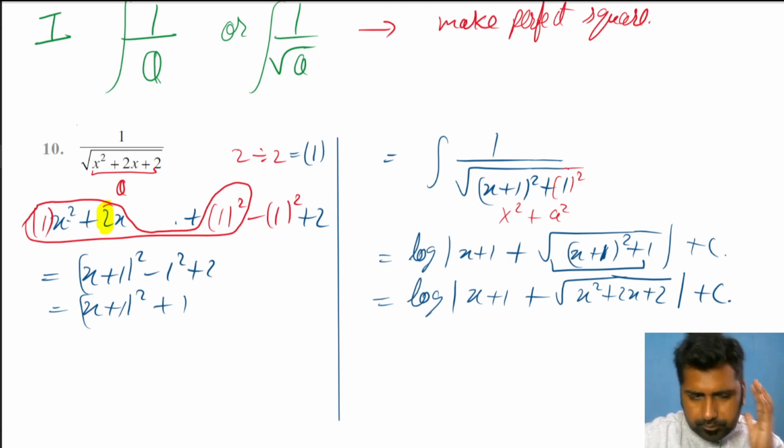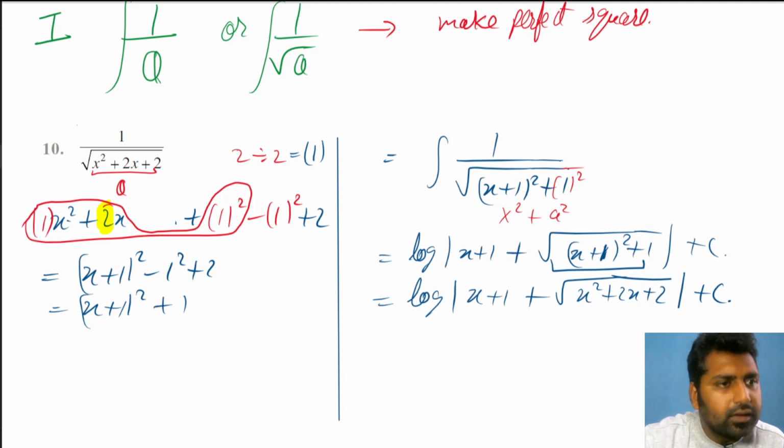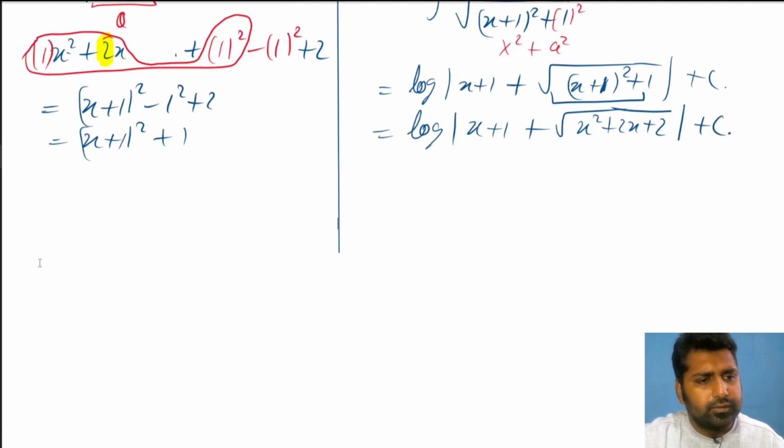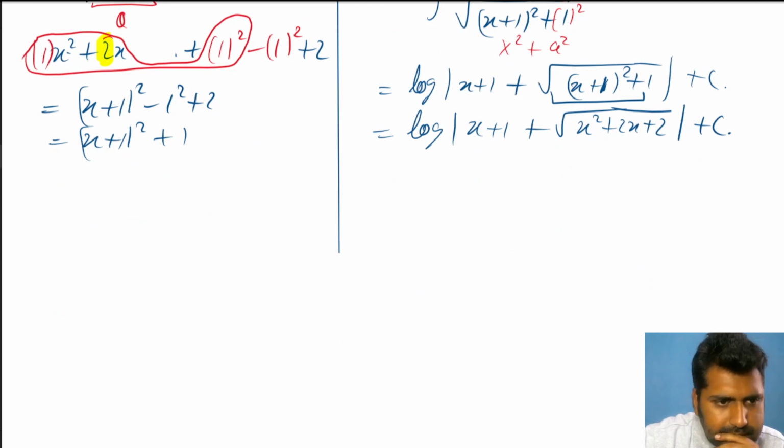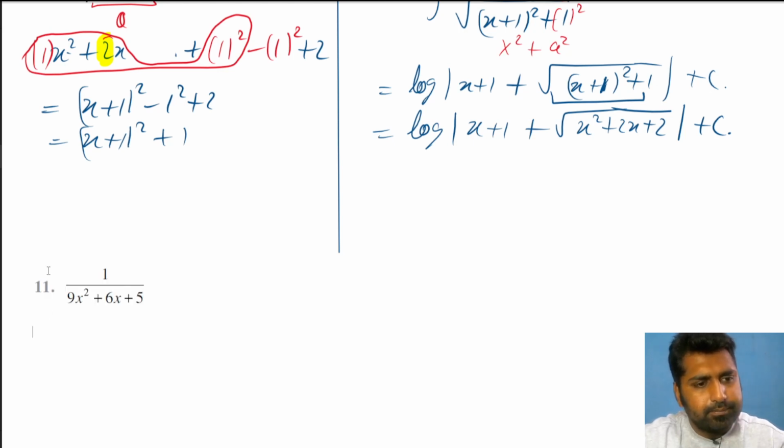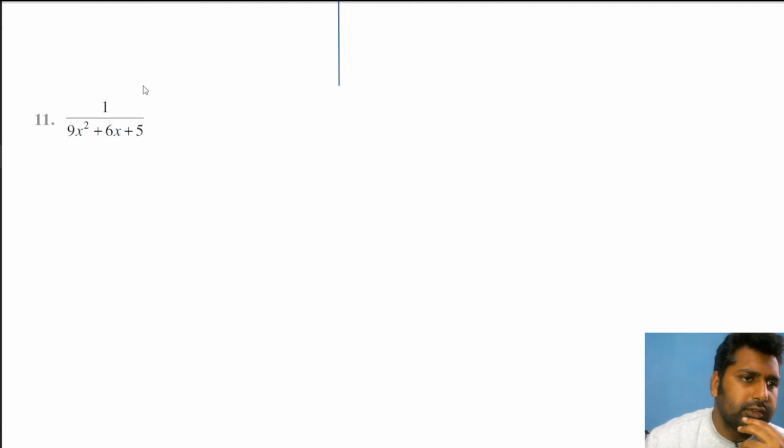All right. Let's look at another question. I know the first time it's very typical to understand. This time let's take a question in which the coefficient of x square is not 1. Okay, let's take this. So we have to integrate this.